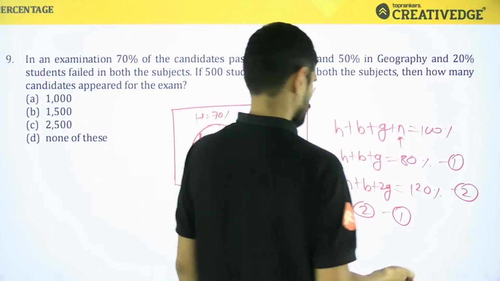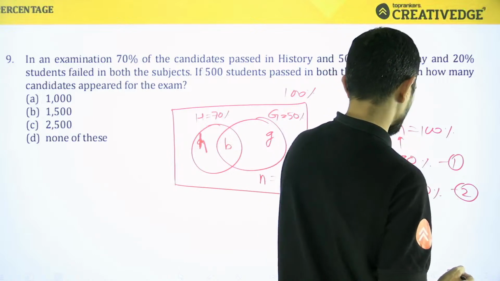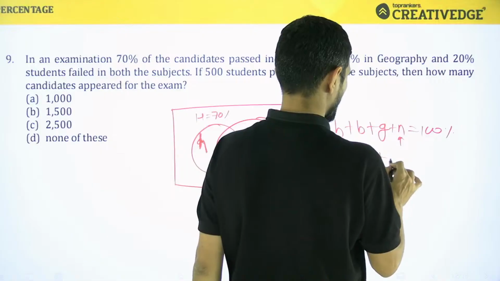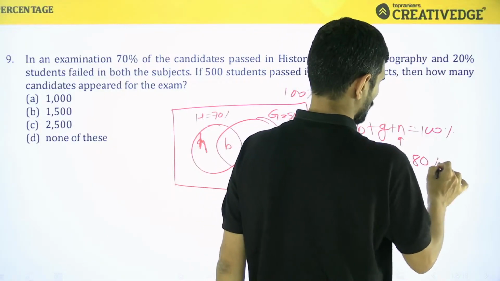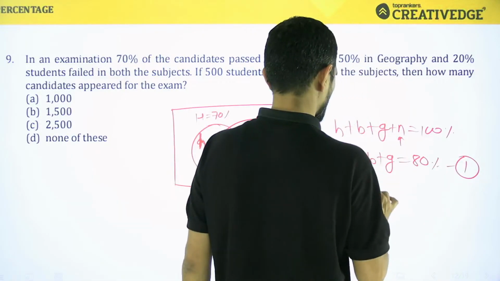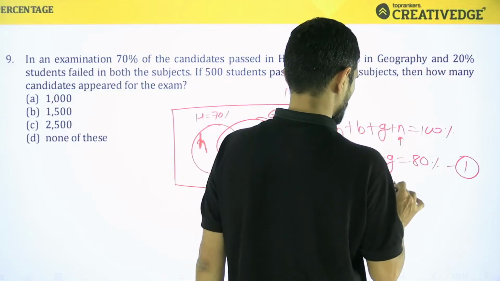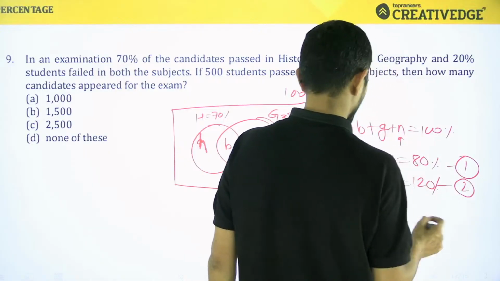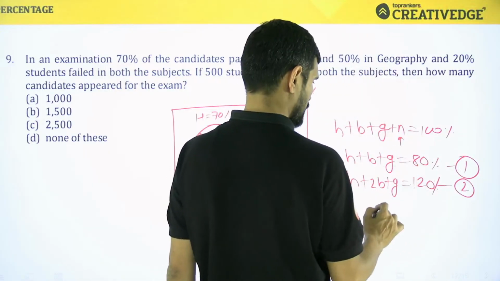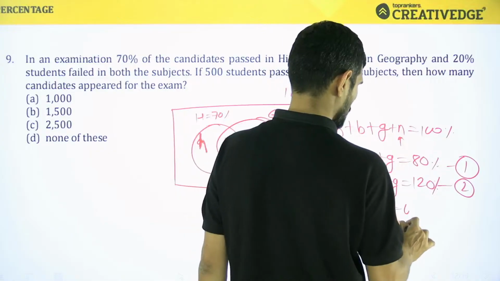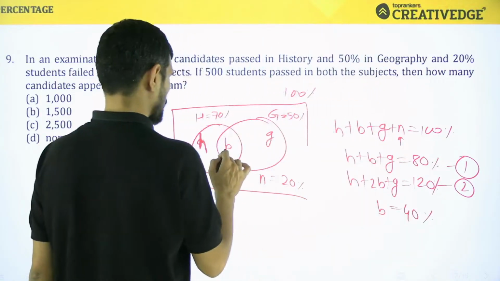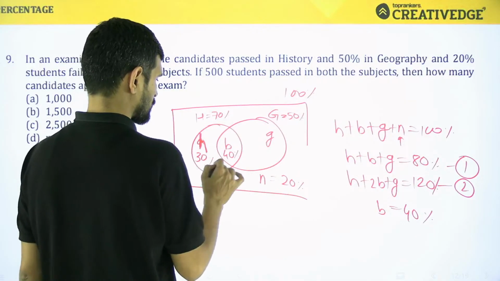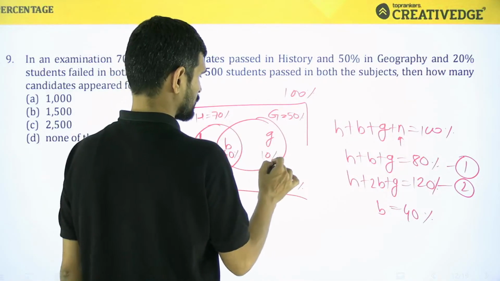Rather, this will be H plus B plus G is 80%, equation 1. H plus 2B plus G is 120%. So when we subtract 2 minus 1, we'll have the value of B as 40%. So if this is 40%, this will be 30%, this will be 10%.